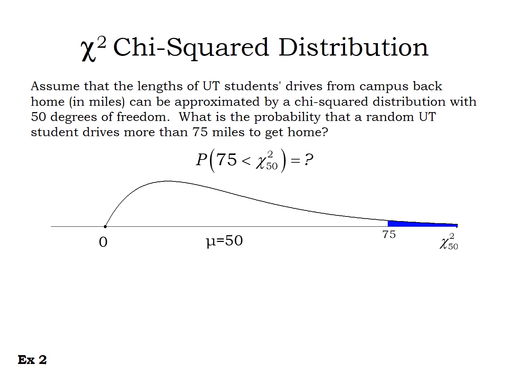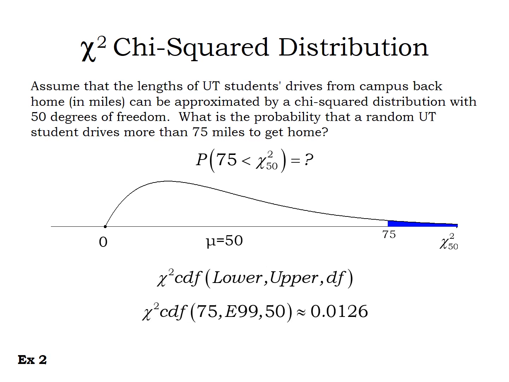And again, these graphs are just to give us an idea of exactly what's happening and to help us use our tools properly. Okay, so now, to find this probability, we're going to use the chi-squared CDF. Okay, and again, we have to tell it the lower and upper limit of the region we want and the degrees of freedom. So we're going to do the chi-squared CDF from 75 to infinity, with 50 degrees of freedom. And when we do that, we're going to get an answer of 0.0126. Okay, so 0.0126 is the probability that a random student drives more than 75 miles to get home.